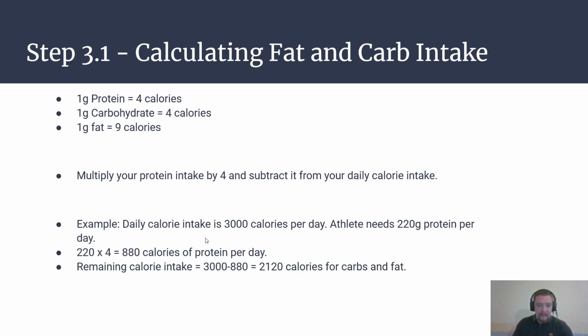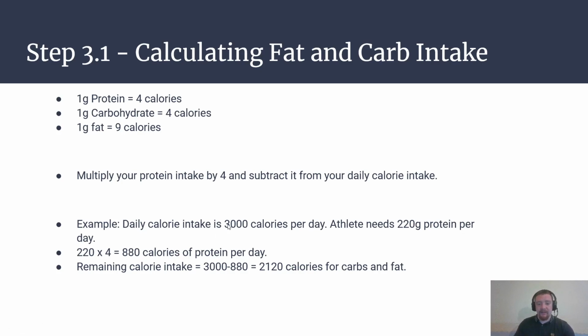So I've done an example here. Let's say you need to eat 3,000 calories per day, and you need to consume 220 grams of protein per day. Well, 220 times 4, because each gram of protein is 4 calories. So 220 times 4 means you will need to consume 880 calories worth of protein per day.